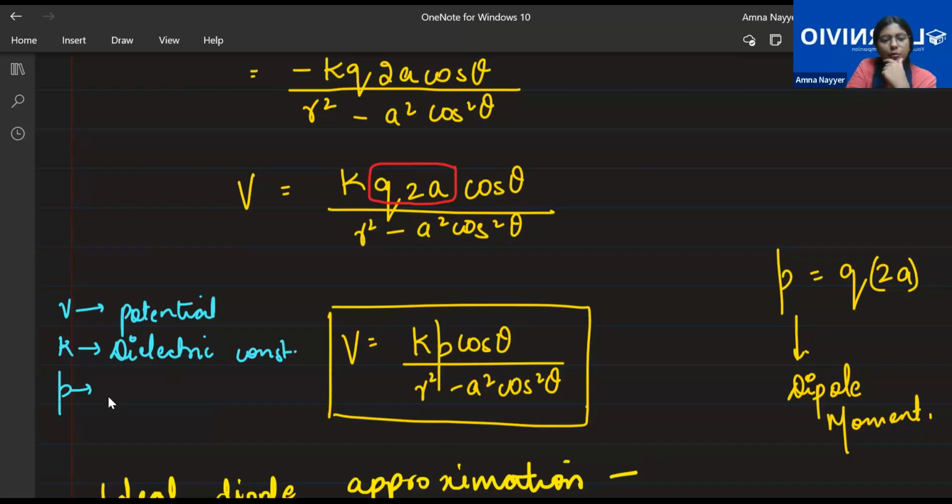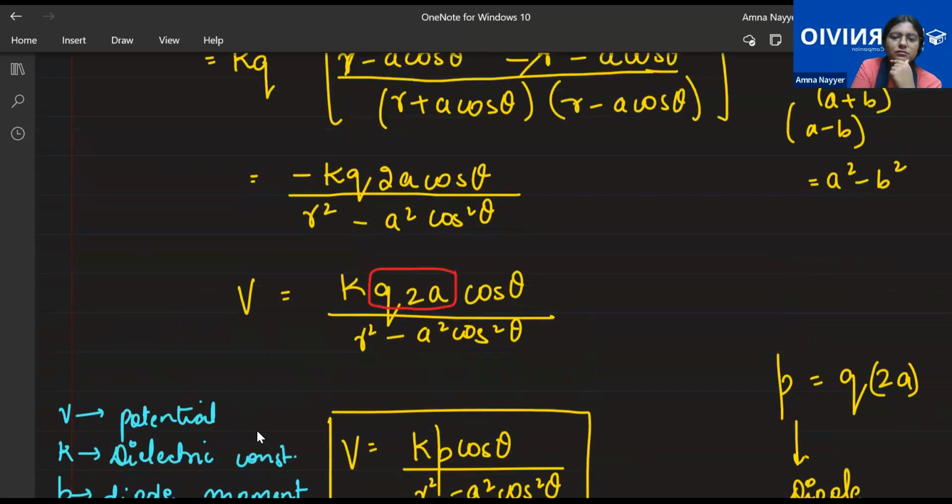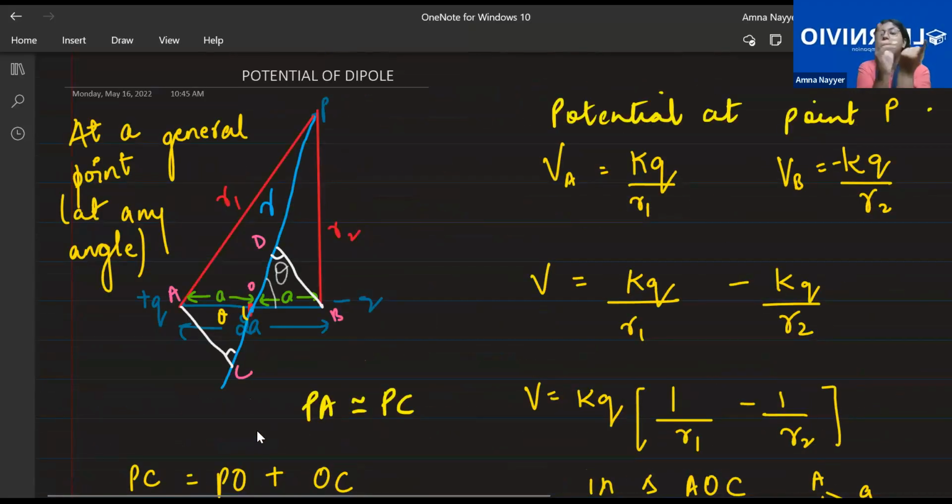P is the dipole moment like this. Just mention this, at least mention this much also. You will get marks. Theta is any angle. Have a habit of writing this story part also. If you are deficit of time, then write it like that. If you have sufficient time left, then write the full English sentences.